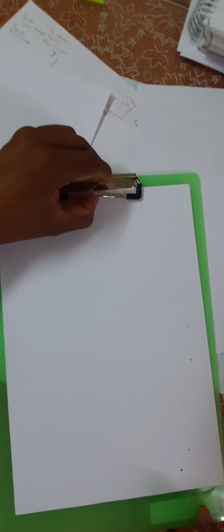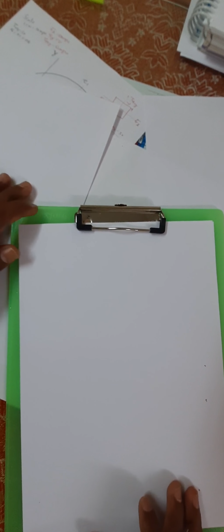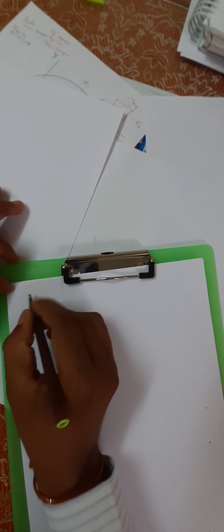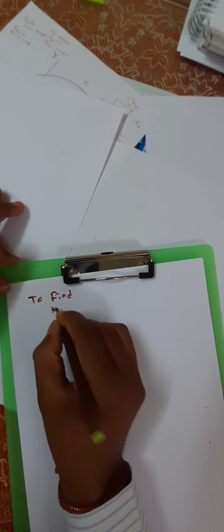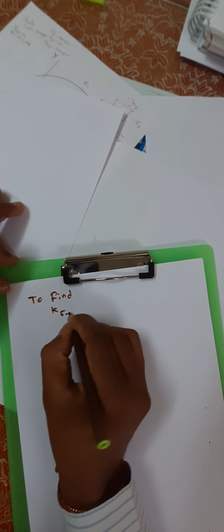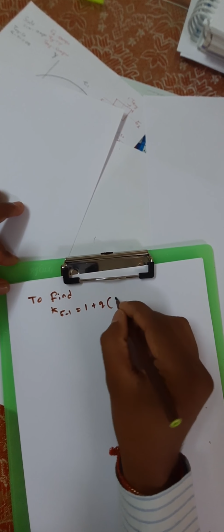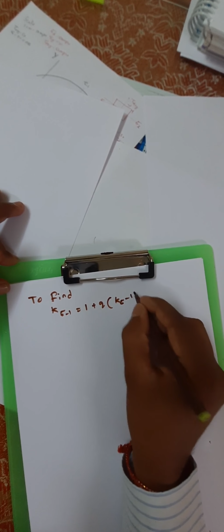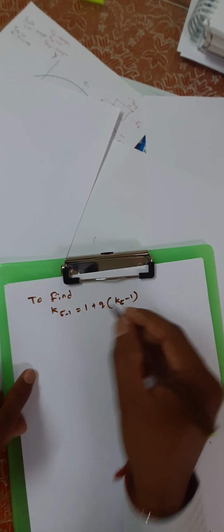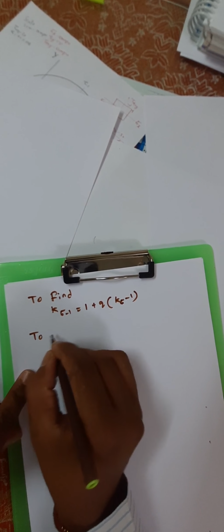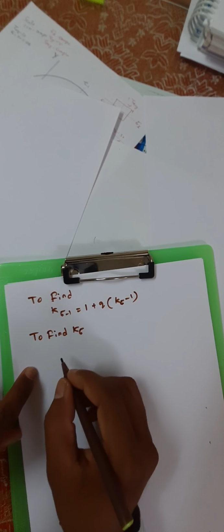Next, we need to find out the stress concentration. As we all know, to find it, k sigma minus 1 is equal to 1 plus q into k sigma minus 1. Here we need to find out this as well as this. First we will find out the k sigma. To find k sigma, what is the procedure?